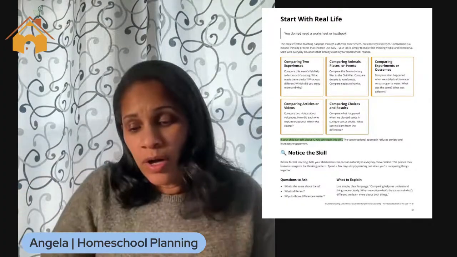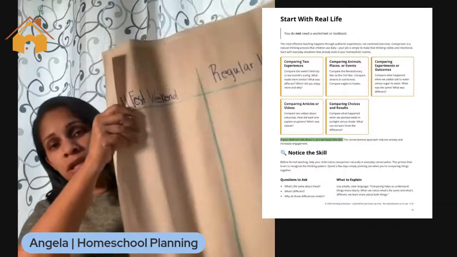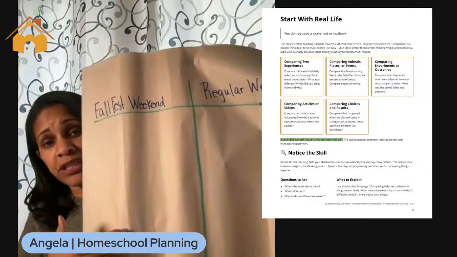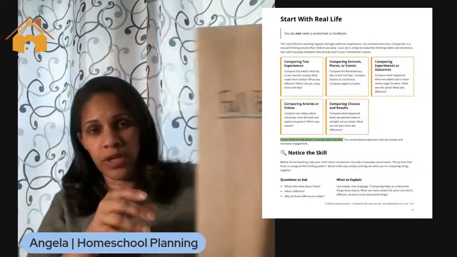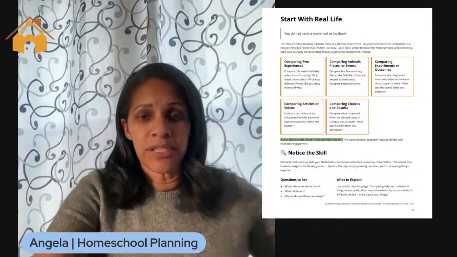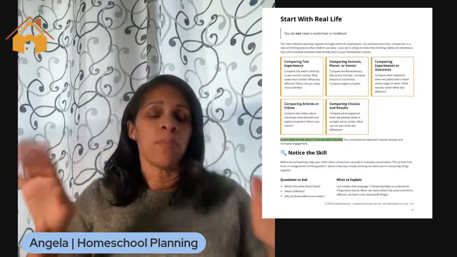So on day one, after the video, I created this chart. Let's see if you can see it. And we're going to put everything, the things we did at Fall Fest and the things that we do on a regular weekend. So that's how we're going to start day one. We're going to talk through those different things. And then we are going to just go about our day.